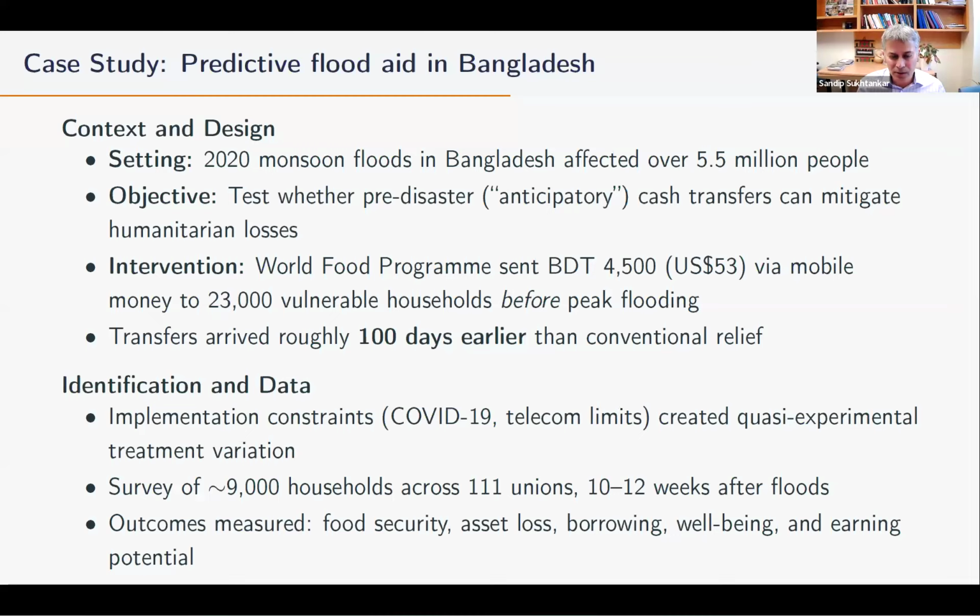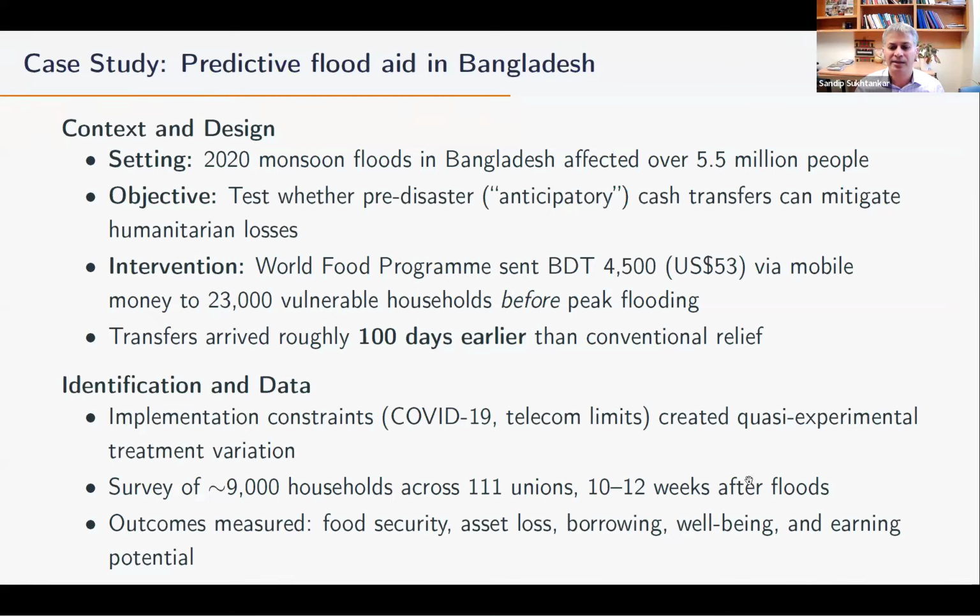Well, you need to have some control group who maybe could have gotten the funds but didn't for various reasons. And this is where this paper is really nice. There were some constraints related to COVID. The money couldn't go out. There's one telecom provider. They couldn't get out money to certain people. And that creates some variation in who got the anticipatory transfers and who got the regular transfers.